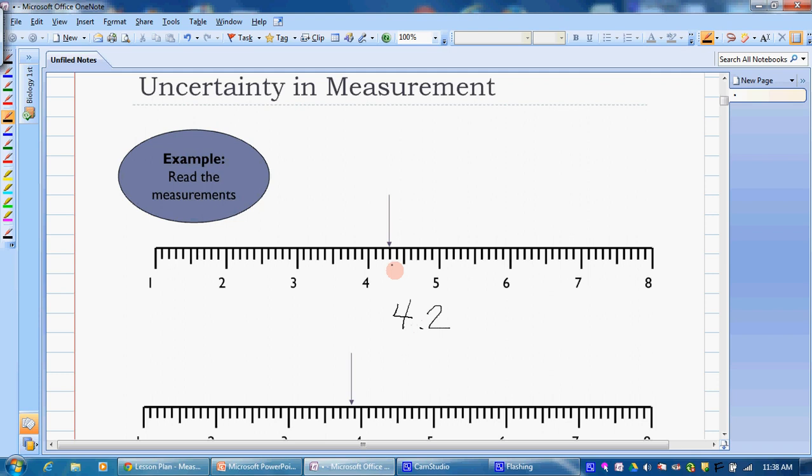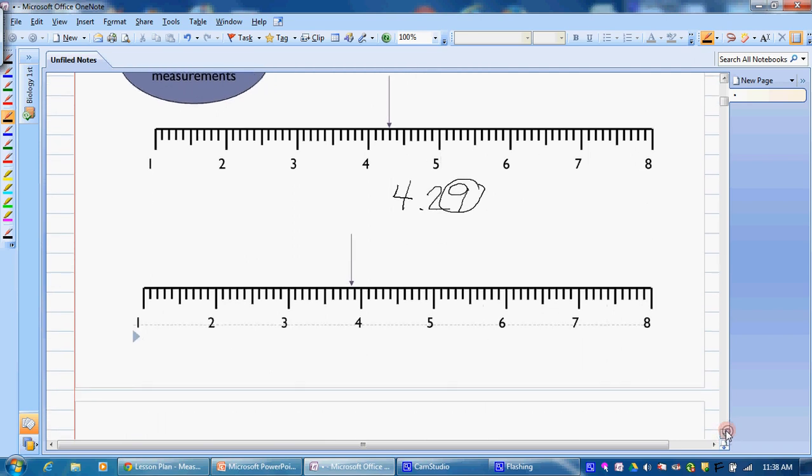Then again, I don't think it's quite on the line there. I think it's just a teeny tiny bit before that, so I would make it 2.9. And so this here is my estimated digit. If you thought it was exactly on this line, then you would write 3 and then a 0 behind it, because the 0 would be your estimated digit. So it would be 4.30. You can see we're going to be close, but when we estimate that last digit, we might not always agree.